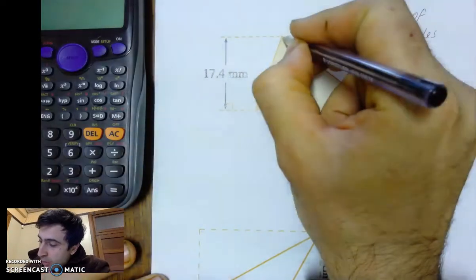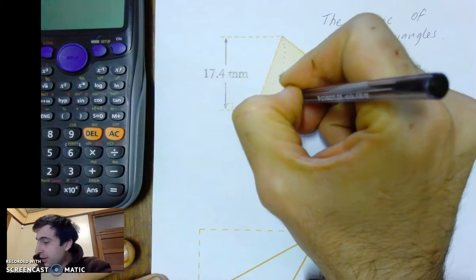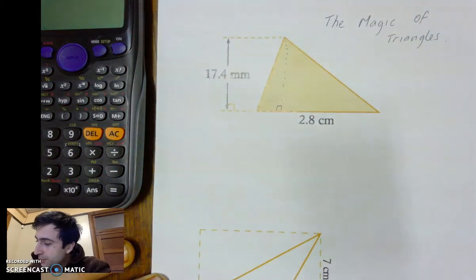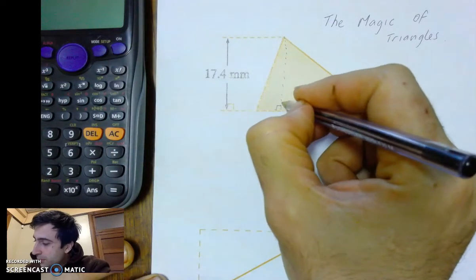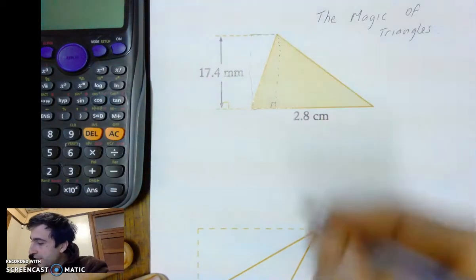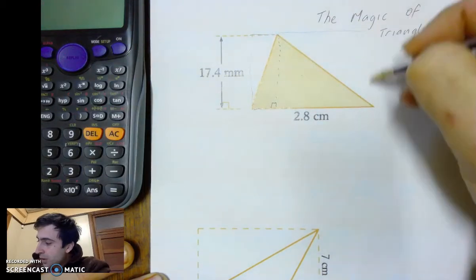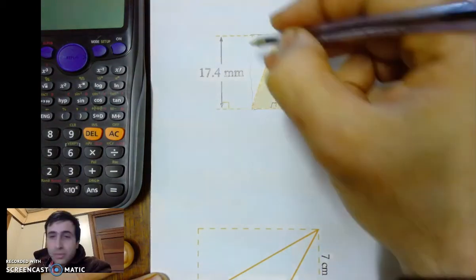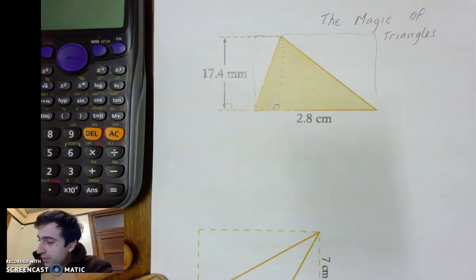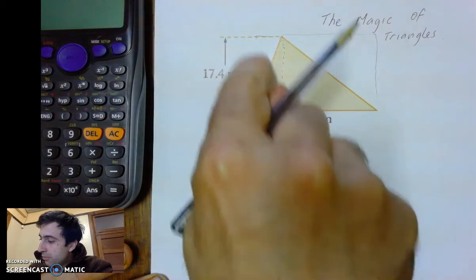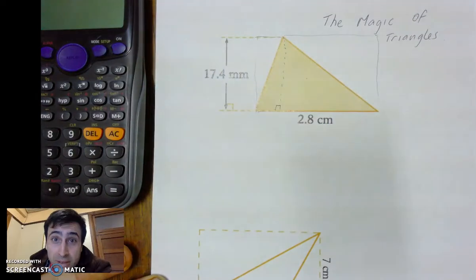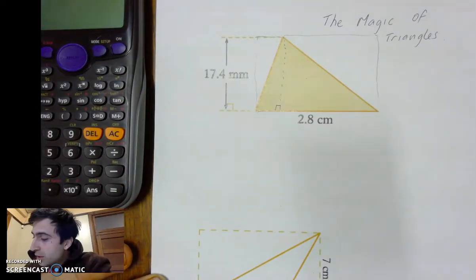If I was to draw a line at right angles down there, and then this triangle here, I was to double it, and the same with this triangle here, I was to double that, the outside box is actually a rectangle. In other words, two lots of that and two lots of that make a rectangle. And we know that when we find the area of a rectangle, it's just base times height.